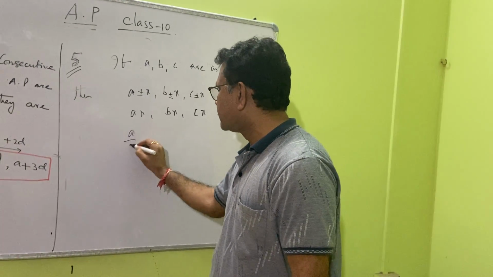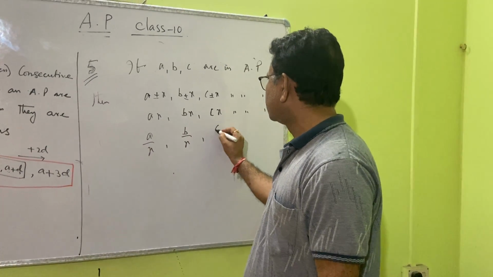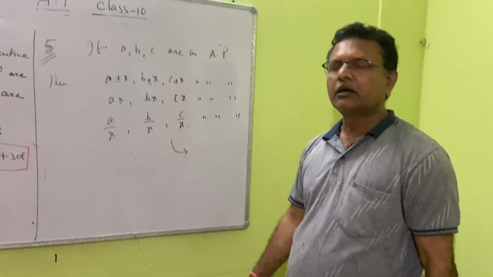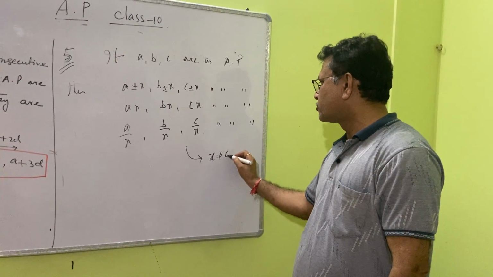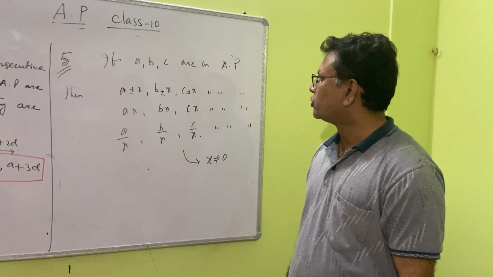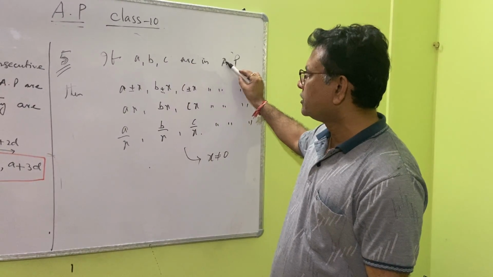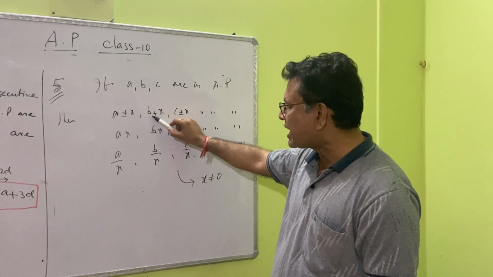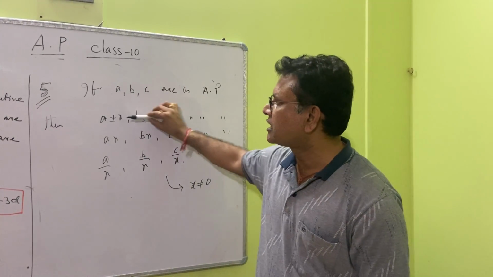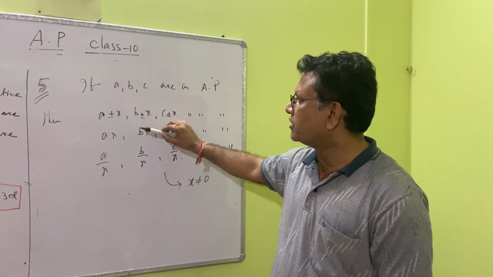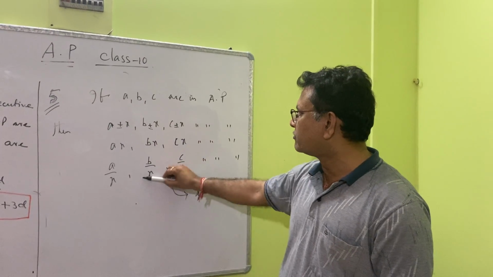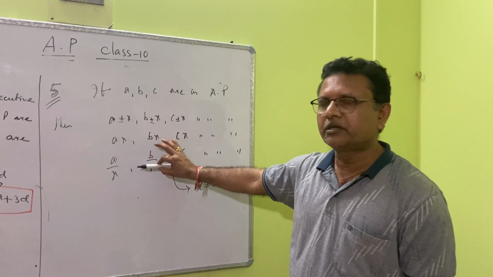If you divide by X, that will also be in AP. But whenever you divide, you have to be very, very particular that in this case X should not be equal to 0, because we cannot divide anything by 0. So if ABC are in AP, then if I add all ABCs by the same number X, the resulting numbers are also in AP. If I subtract, the resulting numbers will be in AP. If I multiply or divide, then the resulting numbers will also be in AP.